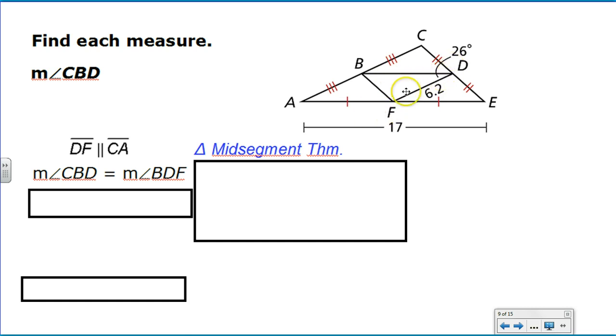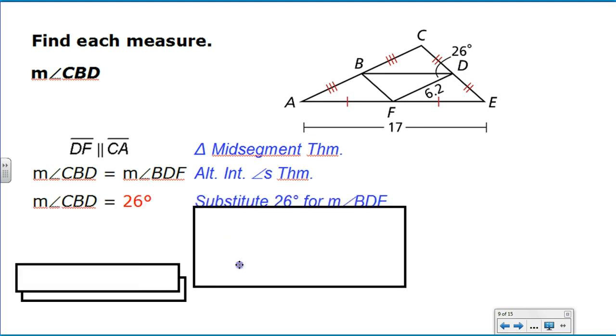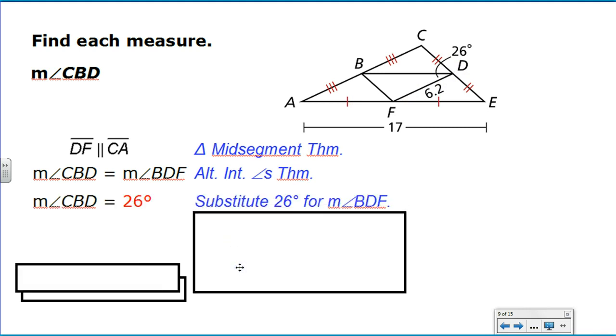And that's because if we look at these parallel lines, we have this transversal BD, right? And so we would have alternate interior angles there. Okay, and we actually know BDF is 26 degrees. We can substitute that in. And so we know that the angle measure of CBD is also 26 degrees.